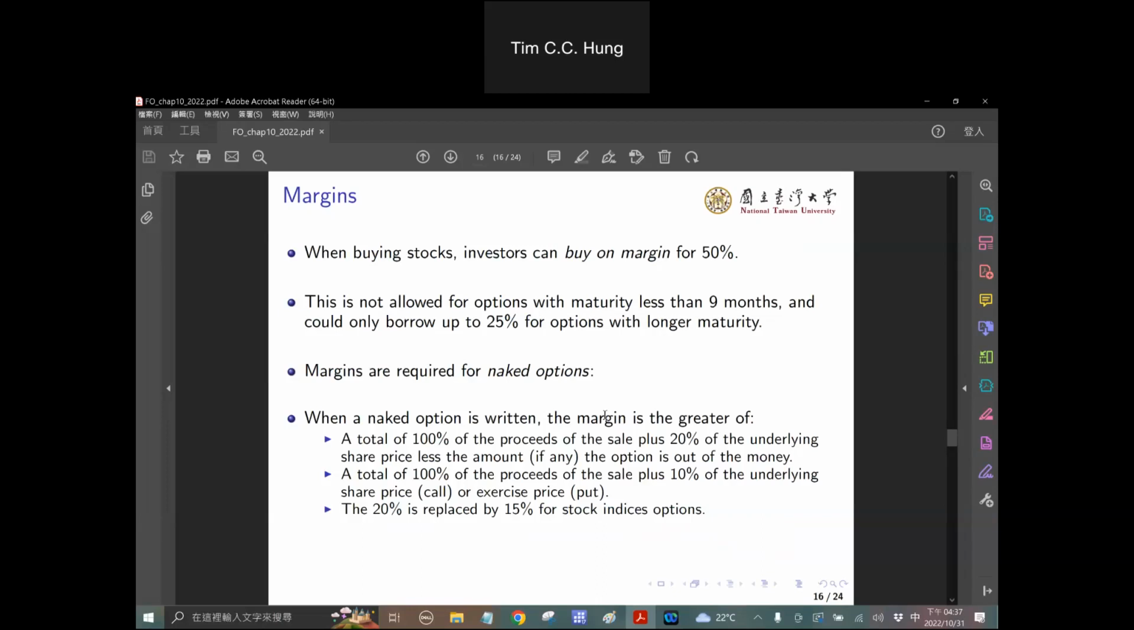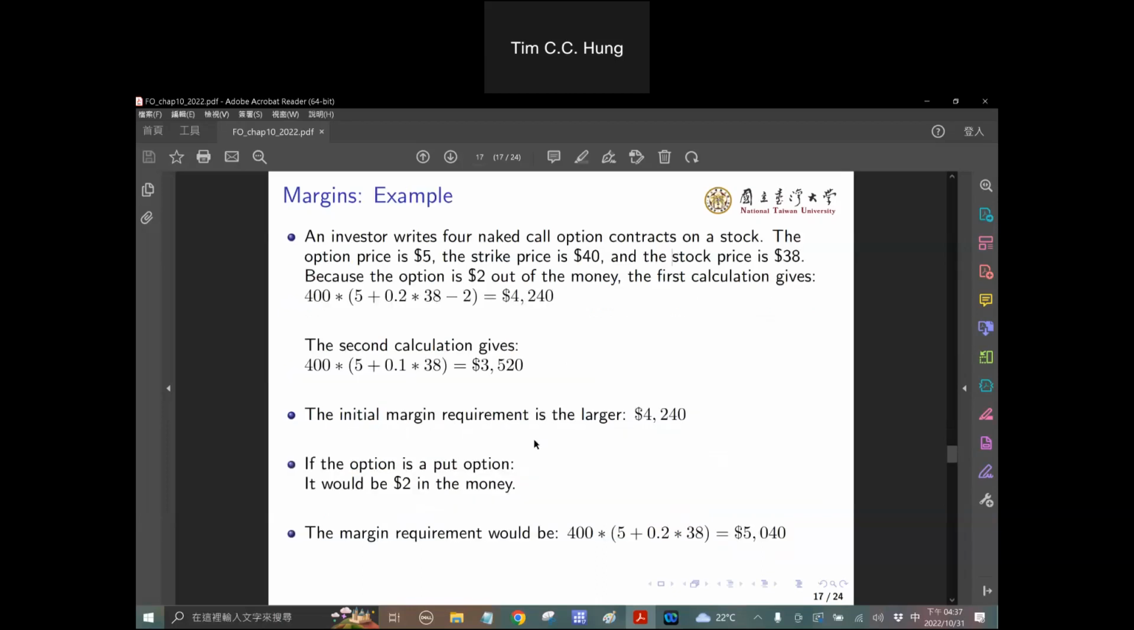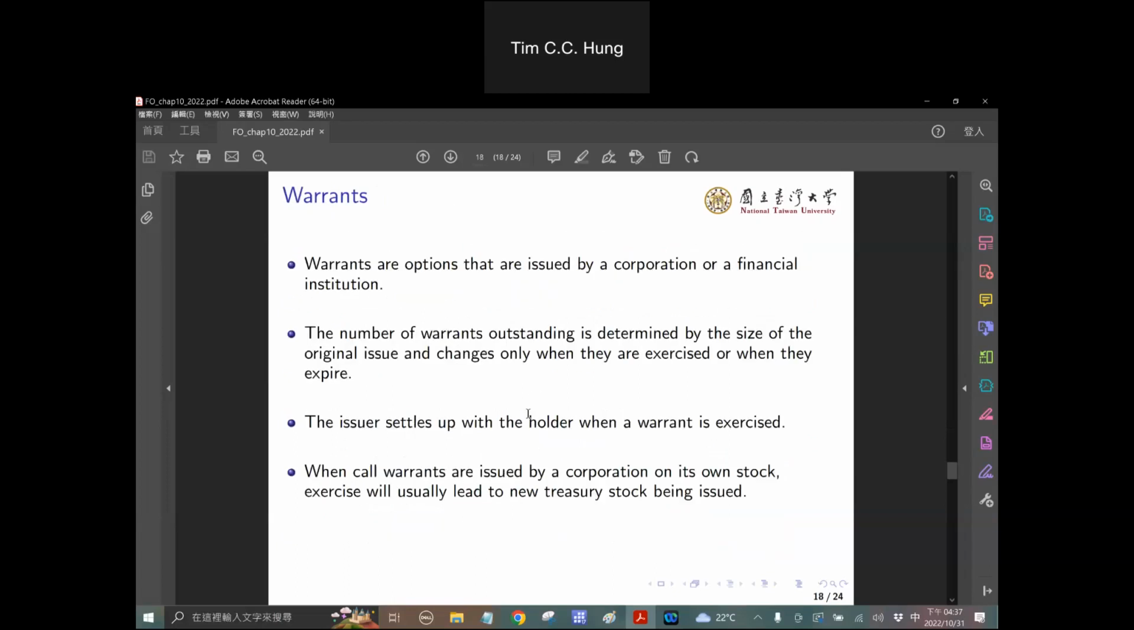Yeah, this is a bit boring. It's just some conventional rules in the US, but we might have slightly different rules elsewhere.